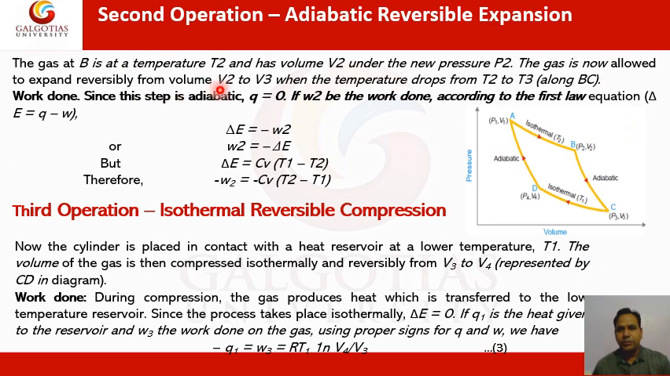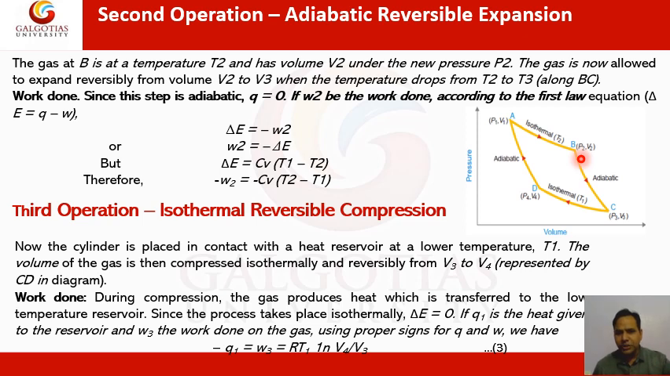This is the second operation, adiabatic reversible expansion, and the third operation, isothermal reversible compression. In the second operation, adiabatic reversible expansion, the gas at B, at temperature T2 and volume V2 under a new pressure, is now allowed to expand reversibly from volume V2 to V3.